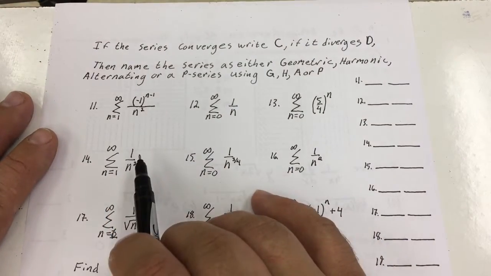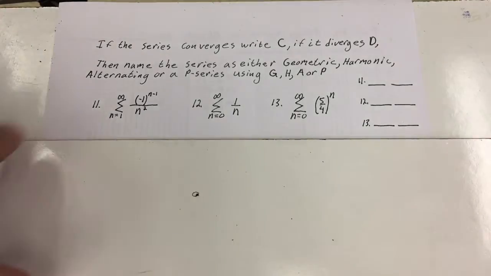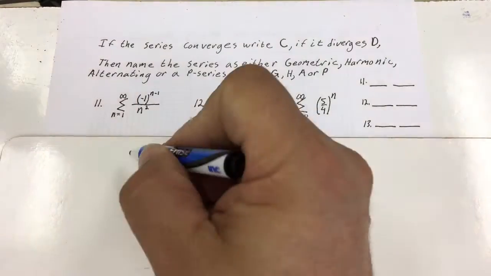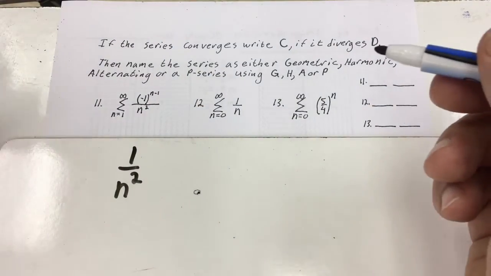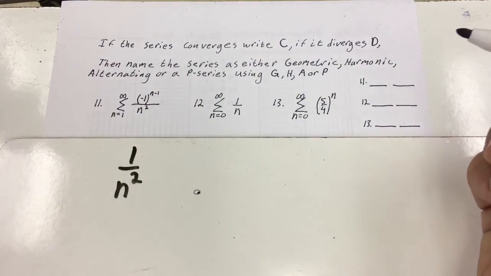Number 11 is an alternating series. I get that from the (-1)^(n-1). And the deal is, with an alternating series, I can ignore that, and I need to look at the limit. Not the limit of convergence, all right? Not the limit of the sigma notation, just the limit of 1 over n squared. Does that go to 0?